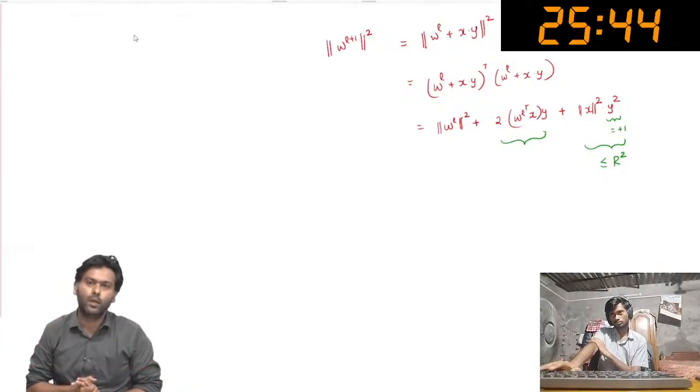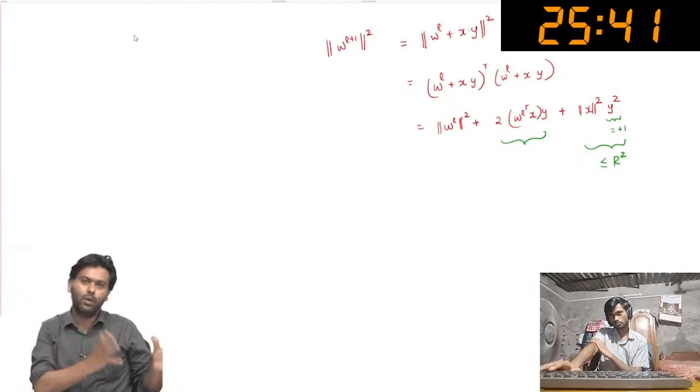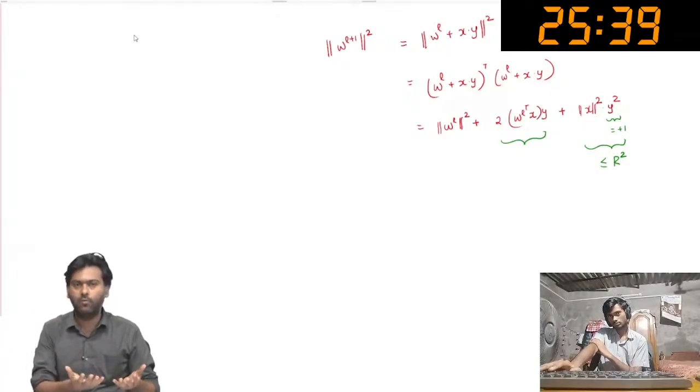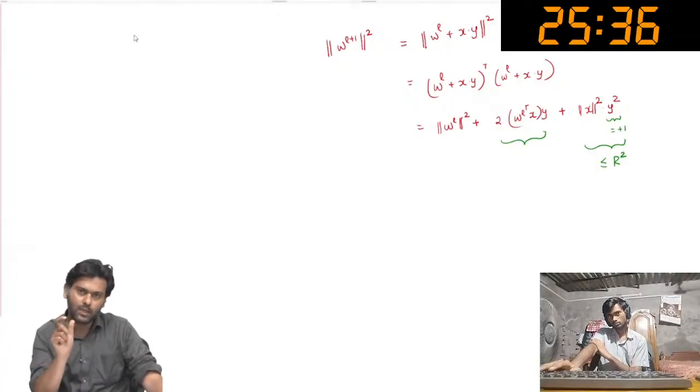What can you say about WL transpose x into y? Well, what happened with respect to WL for the point xy? Well, WL made a mistake for xy. That's why we are updating it to WL plus 1, right? So which means that WL is making a mistake for x comma y means what?